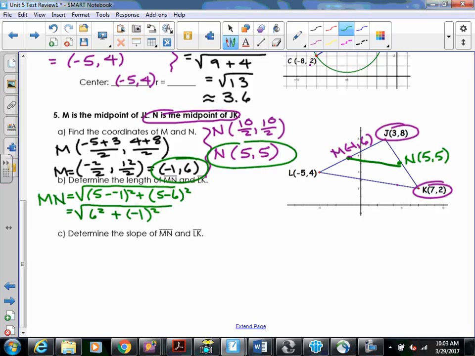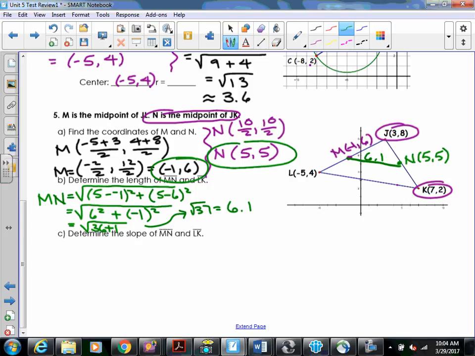So 6 squared is 36. All right, so we have the square root of 36 plus negative 1 squared, which is 1. So we end up with the square root of 37. And what is the square root of 37? Decimal value, please. About 6.1. That's the approximate value. That means that the distance from M to N is approximately 6.1.